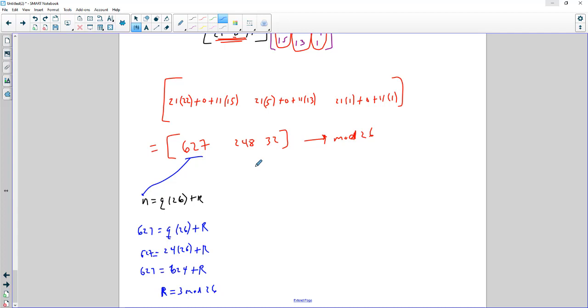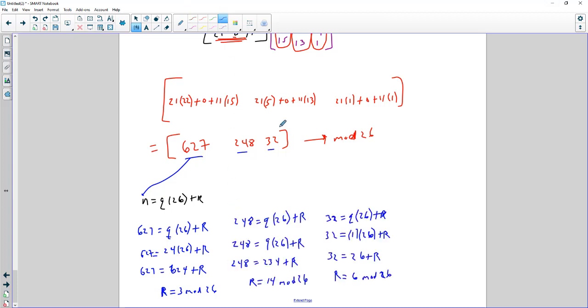Okay? And we're going to do the same thing for the rest of these. Same process, okay? I'm going to write it all out, but I'll fast forward through that, and then you can see the answer, okay? So I'm going to speed through this. Okay, so I fast forwarded through that, and I'm going to get 3 for my remainders, 3, 14, and 6. So my plain text matrix will be 3, 14, and 6.